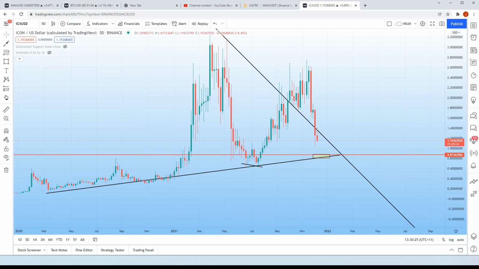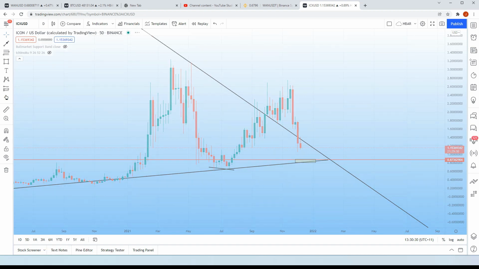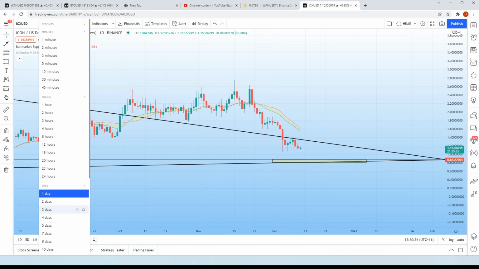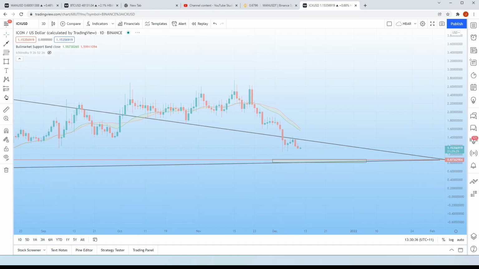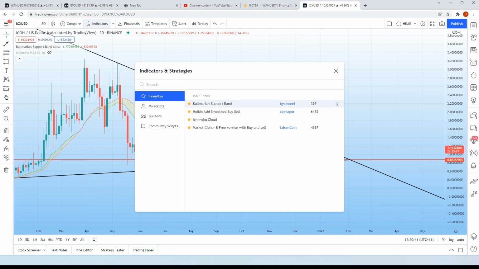So the market cipher is a good one. It's not my favorite one to use, but I have been looking at it recently. It's quite an interesting one. We're going to take a look at the bull market support band next. Now the bull market support band, again, you can find on TradingView. You just have to type in bull market support band. I have it highlighted over here if you want to find it.